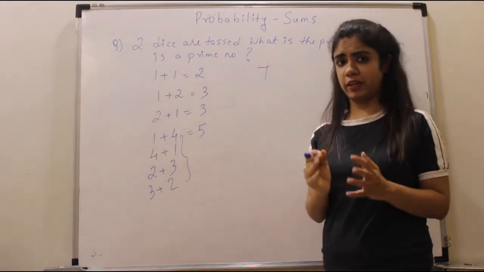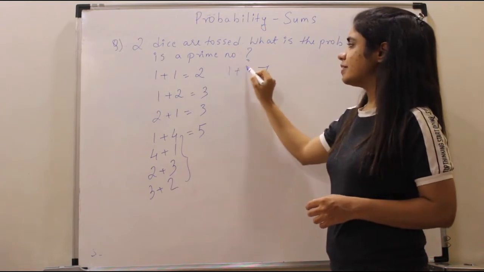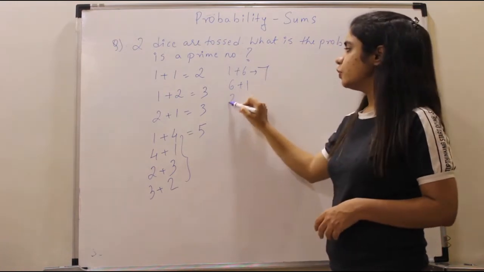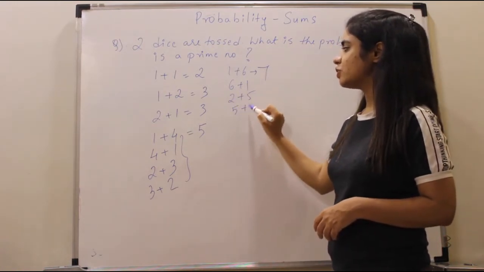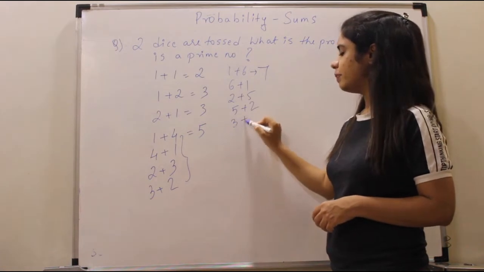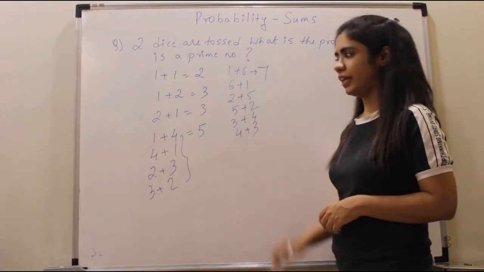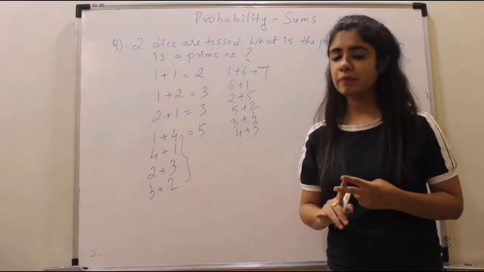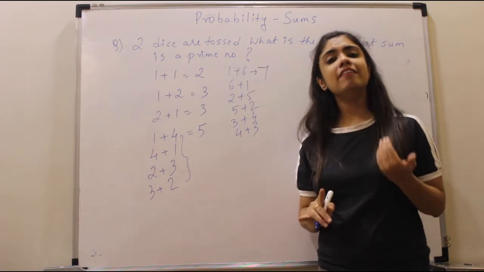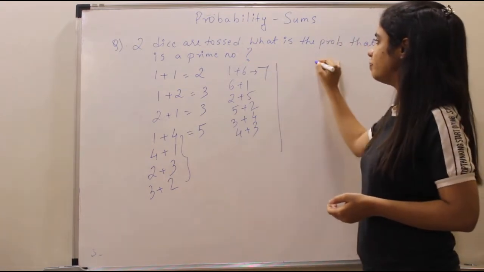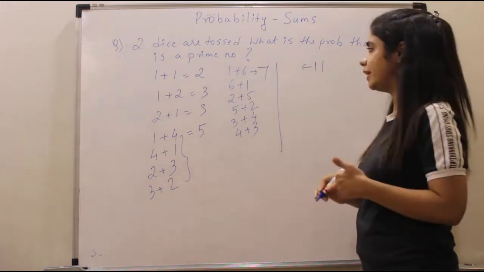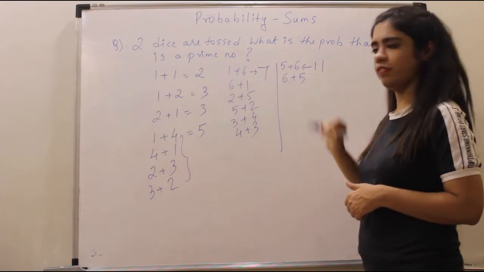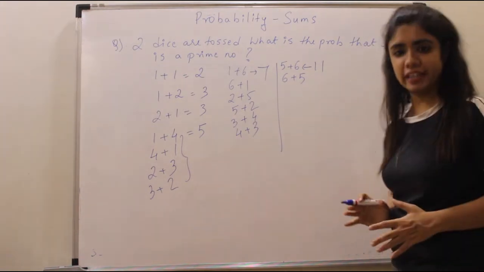Okay? I'm rolling 2 dice. So my addition can be 7. 1 plus 6 will give me 7. 6 plus 1 will be 7. What else? 2 plus 5, 5 plus 2. Then you can have 3 plus 4, 4 plus 3. Correct? So this will give me 7. 8 is not a prime number. 9 is not a prime number. 10 is not a prime number. 11 is a prime number. Now when can your addition be 11? For 11, I can have 5 plus 6 or I can have 6 plus 5. That's it. No other addition is going to give you 11.